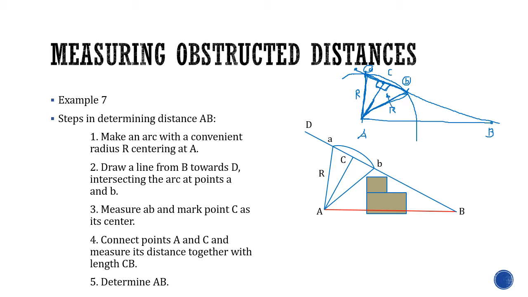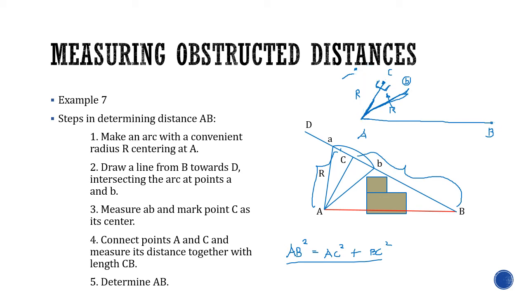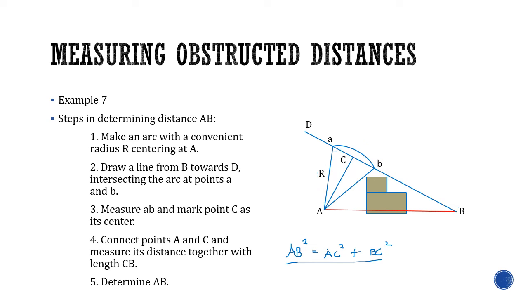So that means you can use the Pythagorean theorem. If you are concerned with ab, then ab squared equals aC squared plus bC squared. You can measure aC because there is no obstruction, and you can also measure bC because there is no obstruction. It's a bit of a hassle but still feasible. So we make an arc, then use the property of the triangle that gets created.